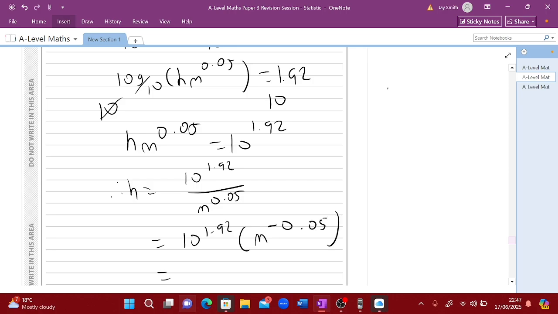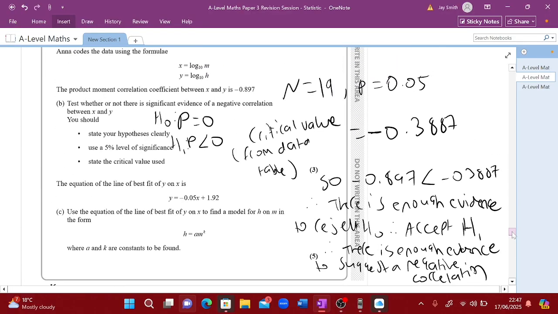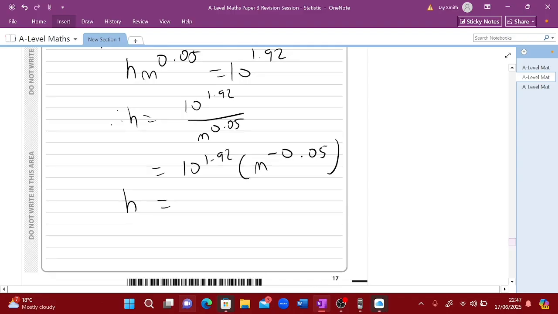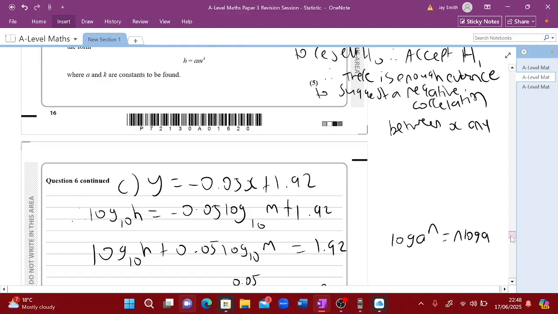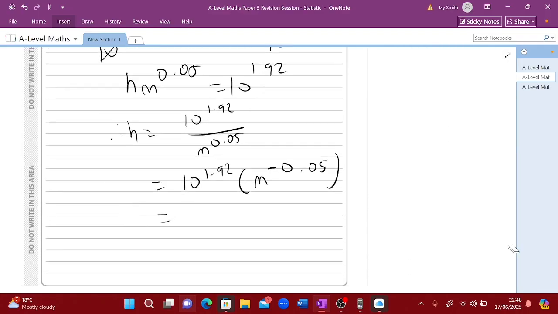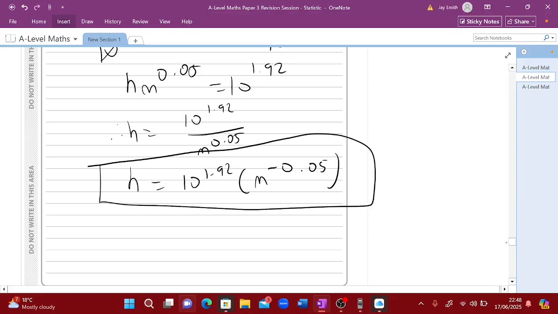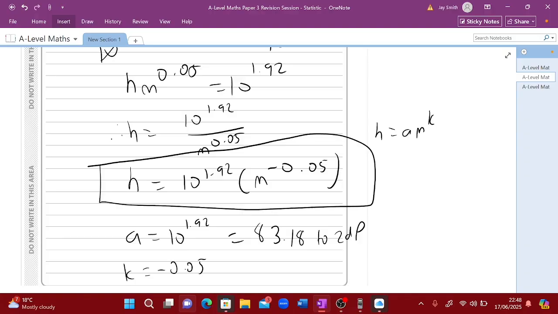And so that becomes h is am to the k. Well, there we are. That's our equation. h is in the form of am to the k, where a is 10 to the 1.92, and they want us to find it as well. So 10 to the 1.92, I guess to round it would be 83.176, or I guess 83.18 to 2 dp, and k is minus 0.05. And there we are. So if we get rid of the brackets, I guess that's what we've got there. Okay, and there we are. That's our model.